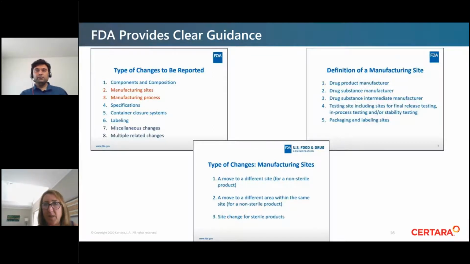The definition of a manufacturing site is perhaps broader than you might think right off the top, because it also includes test sites, packaging sites, etc. And now when we think of the types of changes within a manufacturing site, 1 is a move to a different site for a non-sterile product. 2 would be a move to a different area within the same site. And then 3 would be a site change for sterile products.